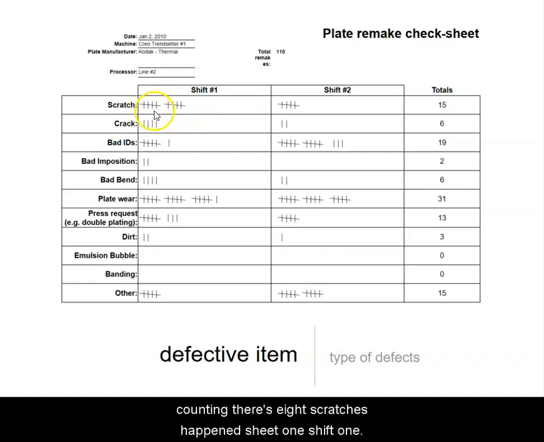So we're counting. There are 8 scratches that happen in shift 1, 4 scratches that happen in shift 2, for a total of 15. So we can not only see what defects are occurring in the shift, we can also see the frequency of the defects. So in this case, plate wear is our number 1 defect.